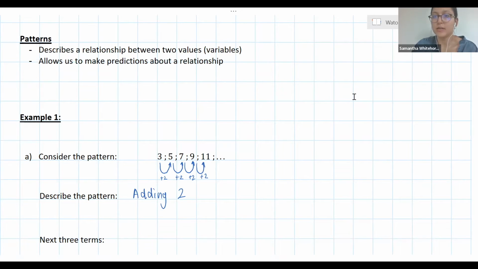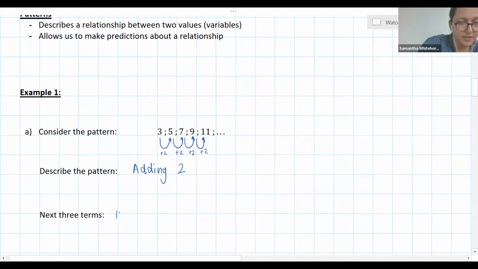Right, Asanda, do you want to give us the next 3 terms? Yes, miss. Okay, tell me. It's 13 and 15. 13, 15, and the third one? And 17. Good, well done. So guys, if we just keep adding 2, 11 plus 2 is 13, 13 plus 2 is 15, etc.